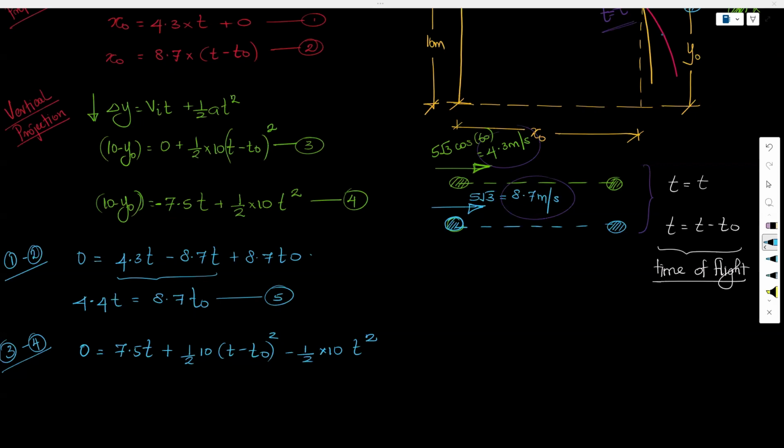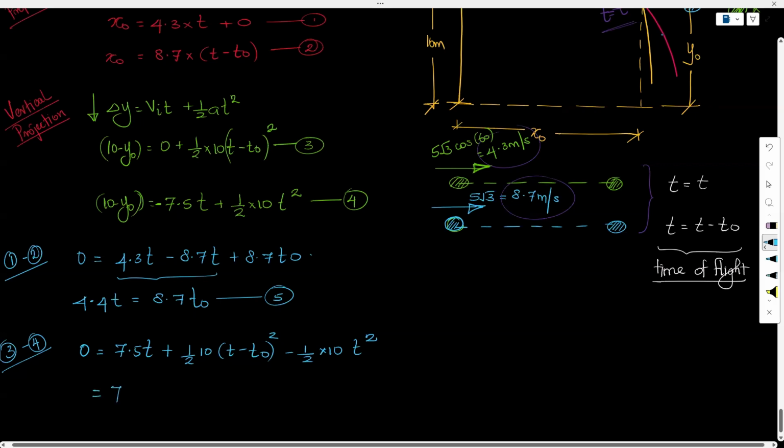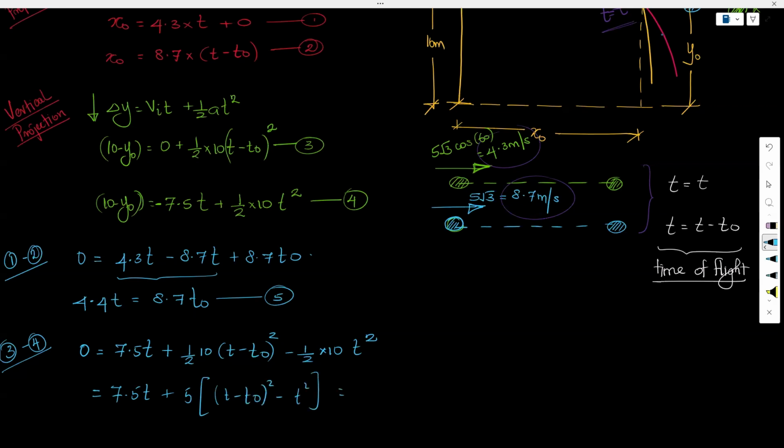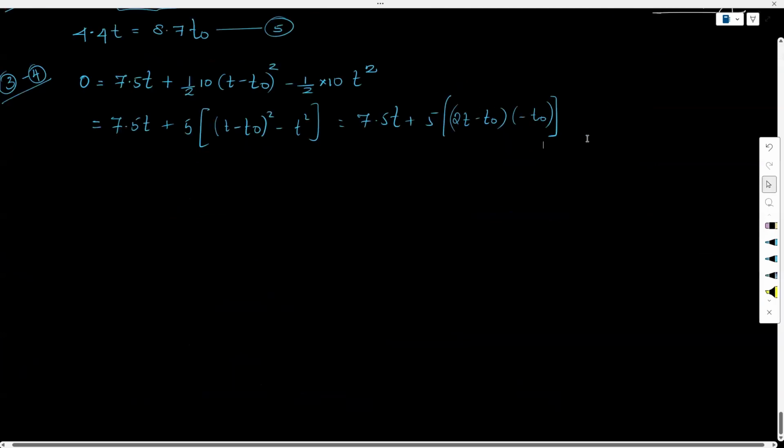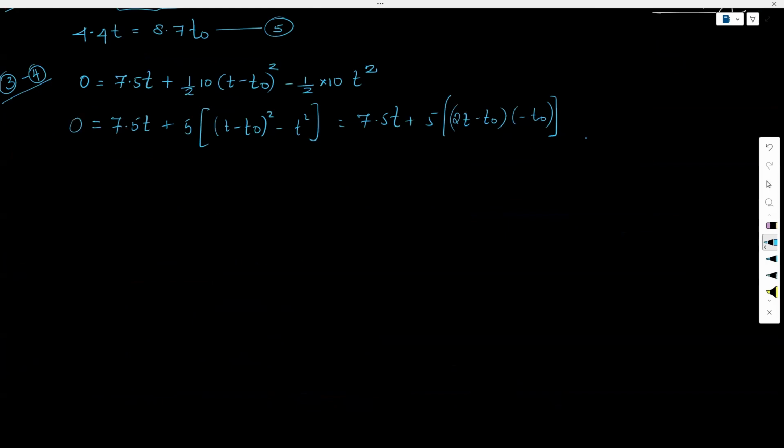So what we can do at this point is we can keep everything as it is. 7.5t, we can simplify a bit. I'm going to consider half and 10 as 5, and I'm going to take it as a common term. So it is t minus t naught squared minus t squared. So it is a difference of squares, a plus b and a minus b. So it is 7.5t plus 5 times 2t minus t naught, minus t naught. So that whole thing is equal to 0.